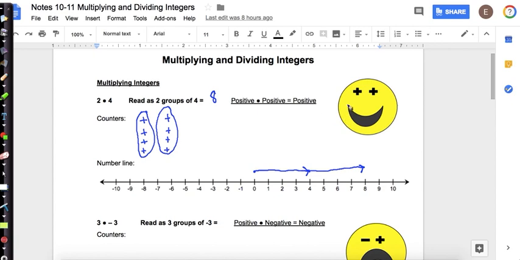Now the rule says that when I'm multiplying two positives, the answer is always positive. So I like to say I'm awake and doing what I love to do, and that's teaching. So I'm happy when I'm wide awake.